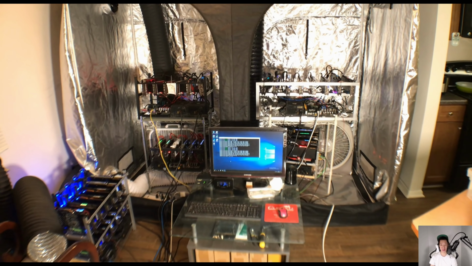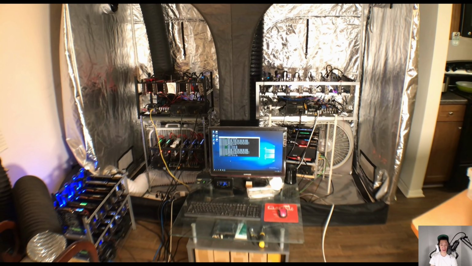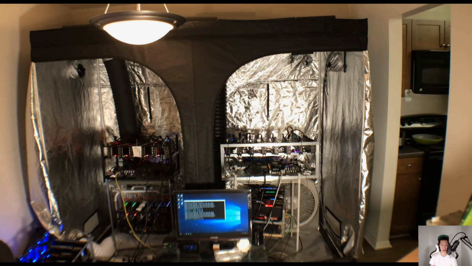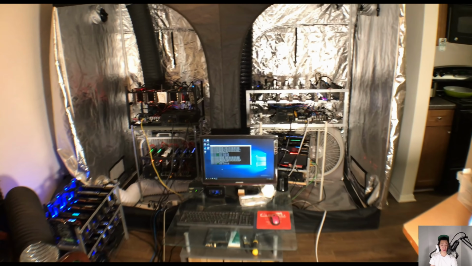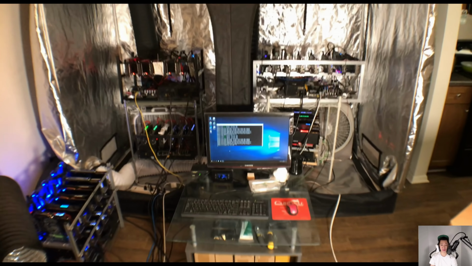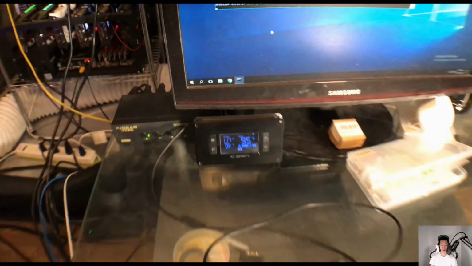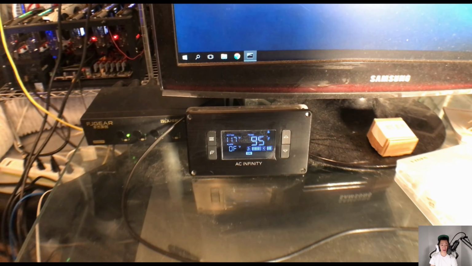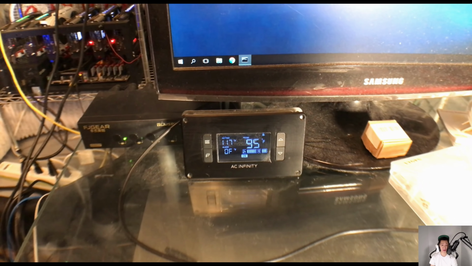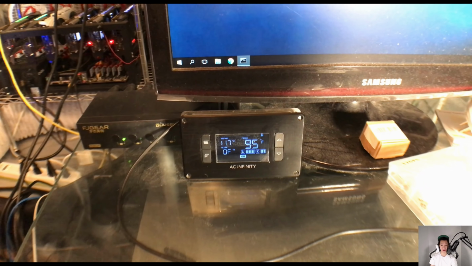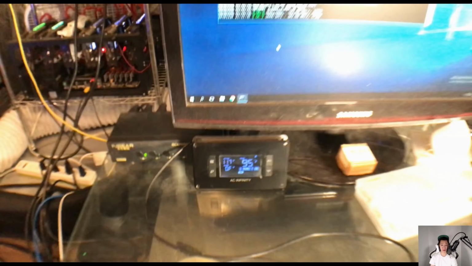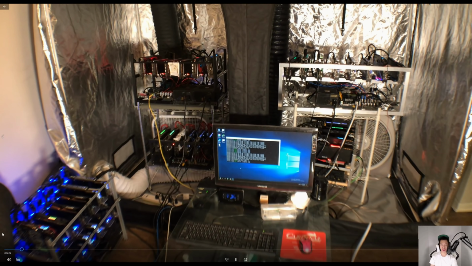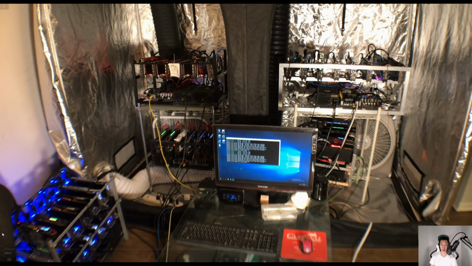All right, so this is my mining farm at my apartment. Now I do have a total of 5 mining rigs. 4 of them are in this hydroponic tent, as you can see, and it does fit nicely in this corner of my apartment. Now it is December, so it is winter season, and it's about 95 degrees Fahrenheit in this tent. If you did convert that, that's about 35 Celsius, and that's actually pretty cool compared to the summertime.